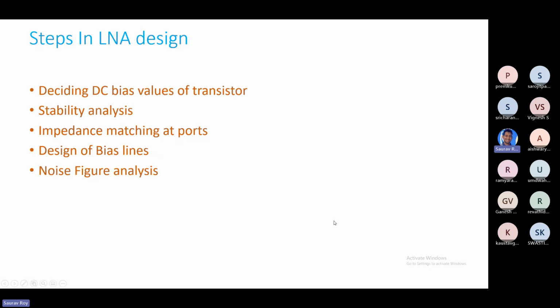Okay. So for the design of LNA, the basic steps are: first we start from a transistor. We take a transistor of our choice and we decide what will be the DC or bias values. Then, as we discussed last week, we go to stability analysis, and then impedance matching and finally design of bias lines. Next we also look into noise figure analysis. Then we redo all the steps together with noise figure and we come to the final LNA design.